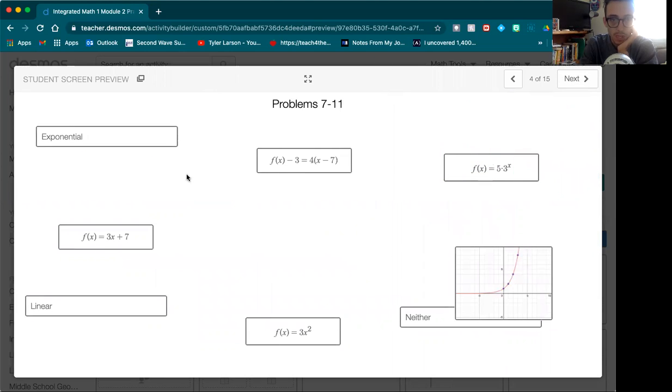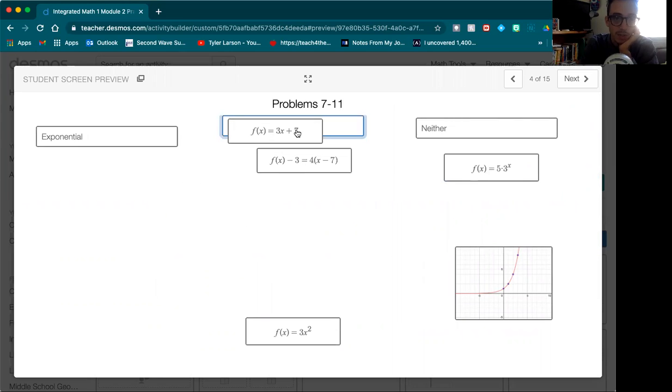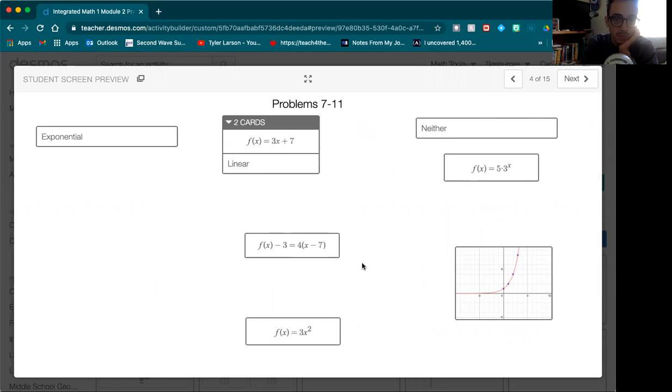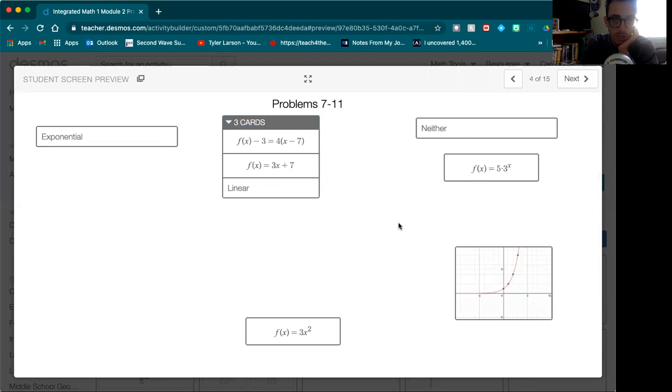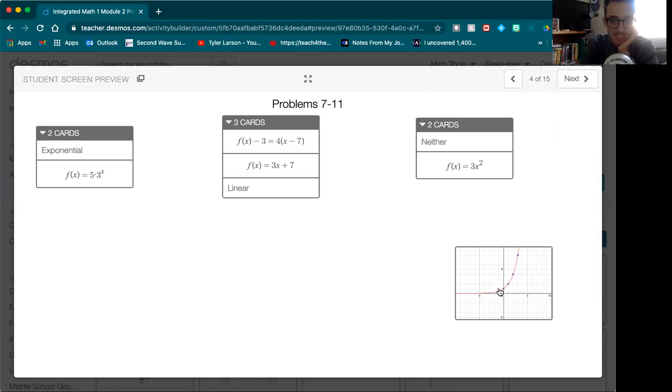A little bit of sorting here. We have to match up terms if they're linear, exponential, or neither. 3x plus 7 is obviously in y equals mx plus b form, so that's linear. This looks as if it's in point slope form, so let's put that in. This has x as an exponent, so I know it's exponential. This has 3x squared, so is x an exponent here? Or is x just hanging out? Hopefully you're saying that's neither.